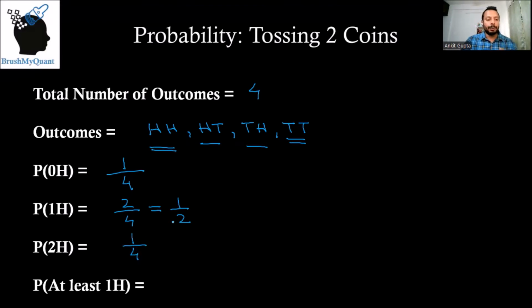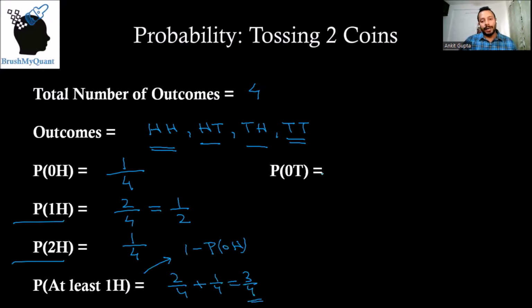Now, how do we find probability of at least 1 head? What does at least mean? It means getting 1 head or more than 1 head, which is probability of getting 1 head or probability of getting more than 1 head, right? Which will be 2 divided by 4 plus 1 divided by 4, equal to 3 divided by 4. You will also notice that probability of at least 1 head is also equal to 1 minus probability of getting 0 head, which is 3 by 4.